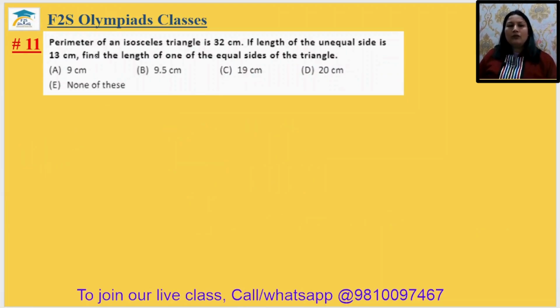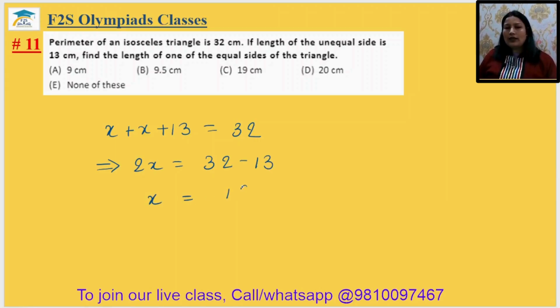Question number 11. Perimeter of an isosceles triangle is 32 centimeter. If the length of the unequal side is 13 centimeter, find the length of one of the equal sides of the triangle. So we let the equal side be x. So 2x plus 13 will be equal to 32. So this implies 2x equal to 32 minus 13. So x will be equal to 19 by 2, which is 9.5 centimeter. It is in option number B. So the 11th answer will be option B.